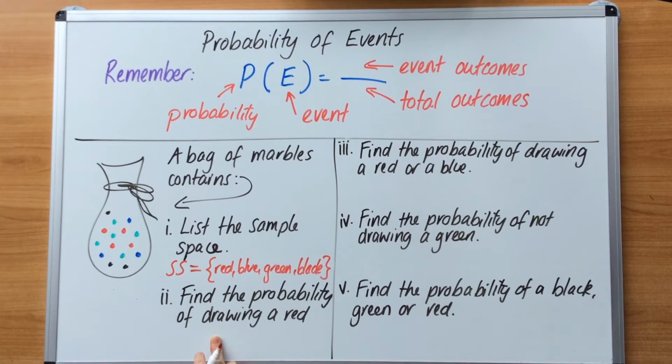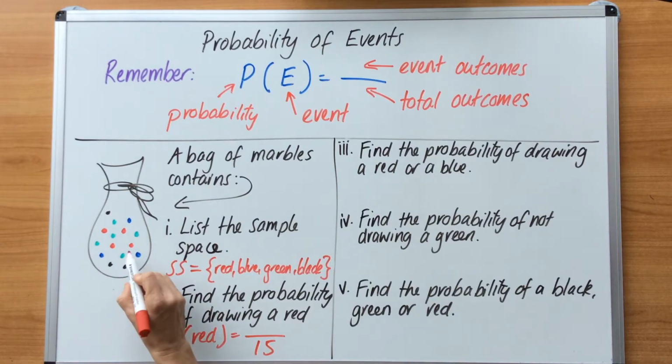This question says, find the probability of drawing a red. That means getting a red out of that bag. So P bracket red bracket equals fraction line. I know there's 15 marbles in there, so there's 15 outcomes. And if I count, there's 1, 2, 3, 4. There's 4 reds. So a 4 in 15 chance of getting a red.